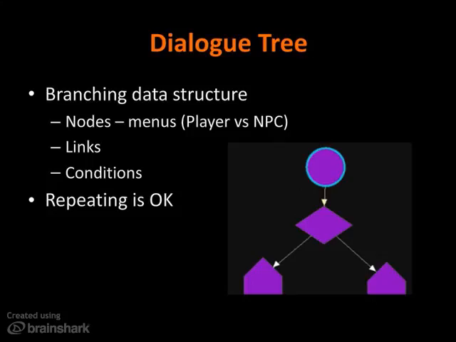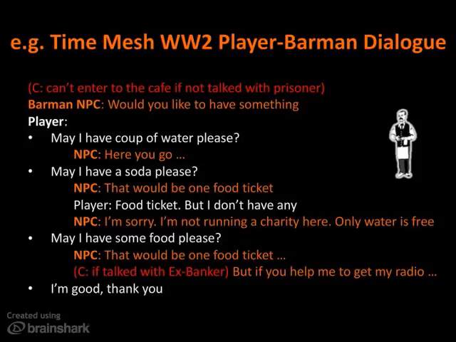Answers can be repeated, and dialogue branches can be related with conditions. For example, part of the dialogue is not presented when the player has not collected certain information or items. For example, here you can see the dialogue between the player and the barman from the Time Mesh World War II Paris scene. The entire dialogue has a condition. The player can't enter the cafe if she has not spoken with the prisoner.